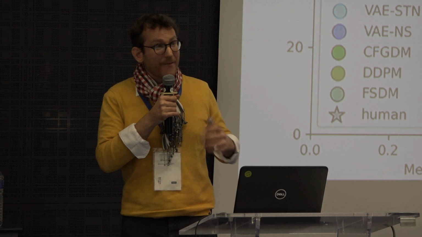So let's now have a qualitative look at the samples produced by the diffusion models and by humans. Here in this slide, I'm showing 4 pairs of samples, and in each of those pairs, one has been drawn by a human being and the other one has been produced by a diffusion model. So here are the results.